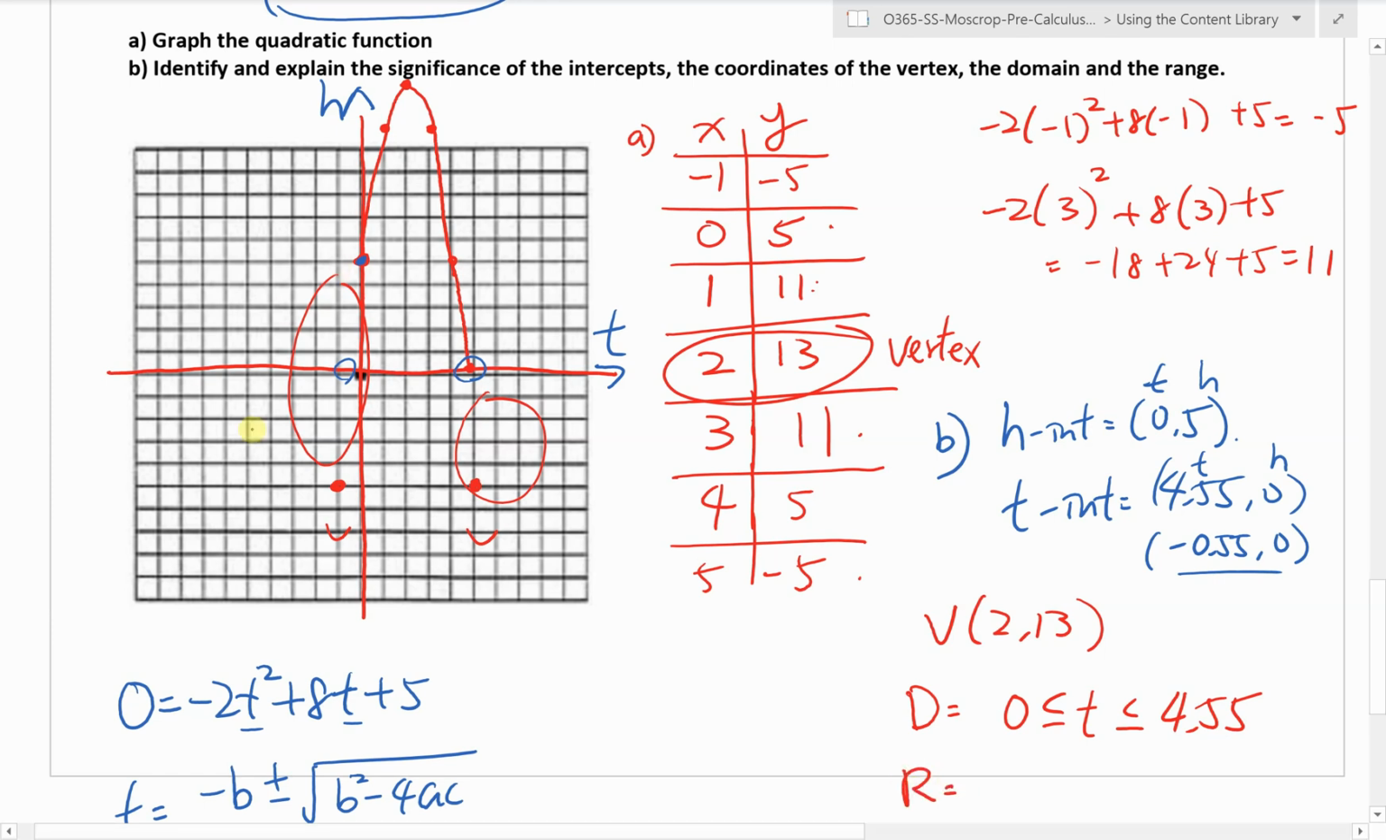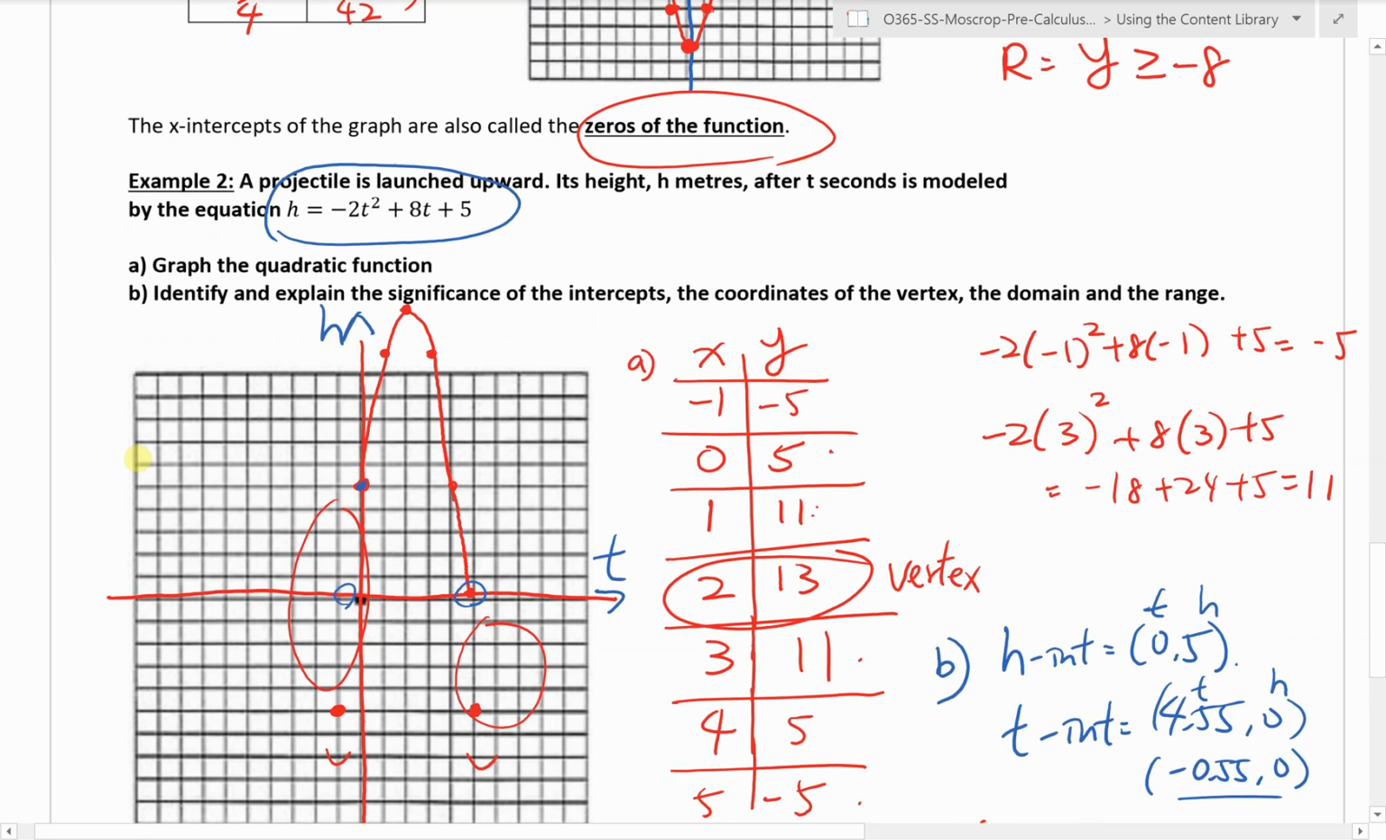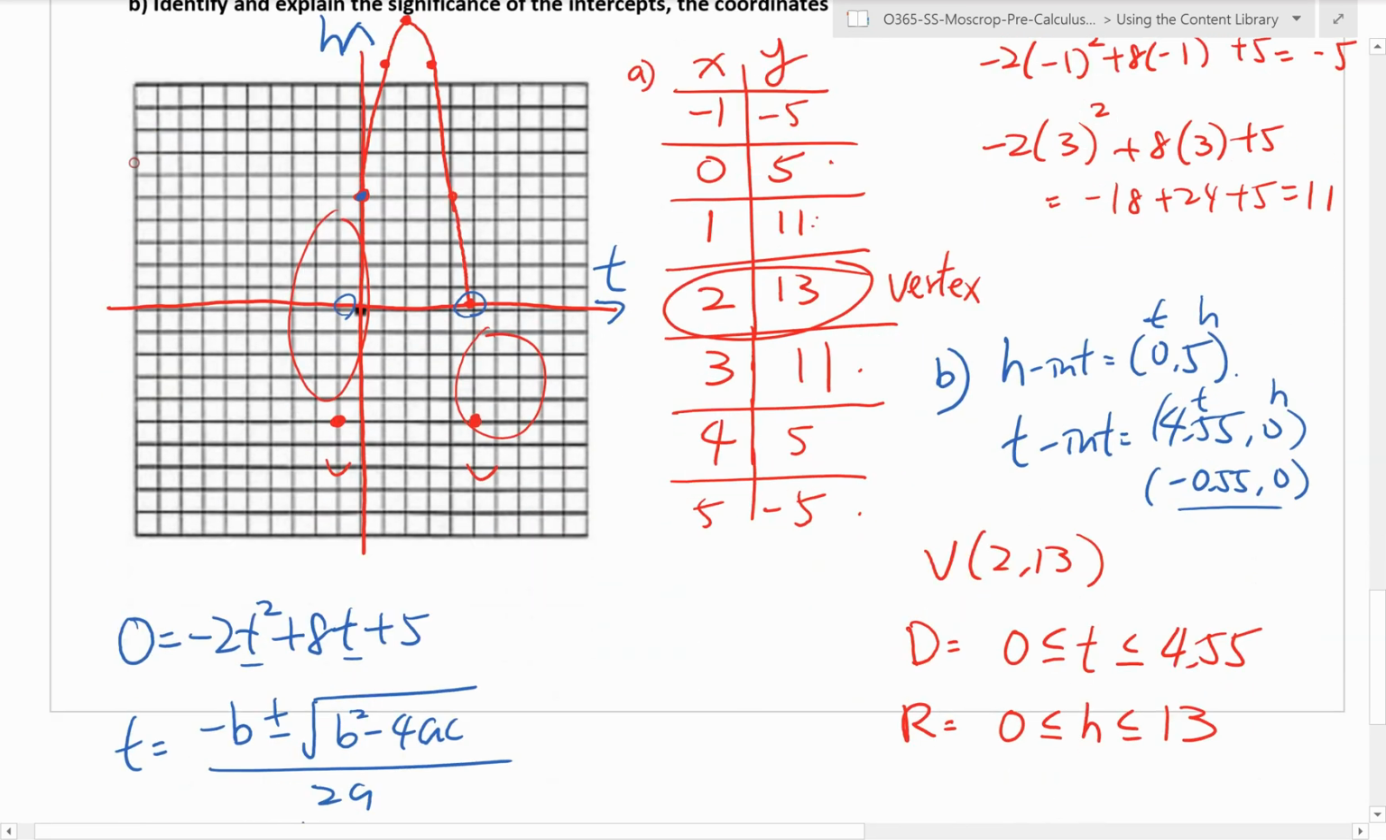For the range, same thing. We don't care about negative time, so this portion doesn't matter, and we don't care if the height of this projectile is negative, because it can't be, okay? So the range in this case really goes from 0, that's when it lands on the ground, all the way to its highest point, which is the maximum, so that's 13 meters above ground. Actually, does it say meters? It does say meters, okay? So that would be the domain and that would be the range.